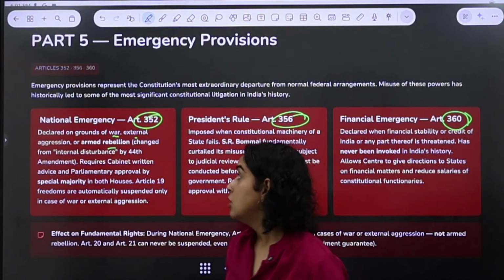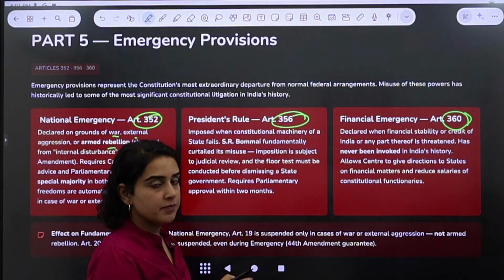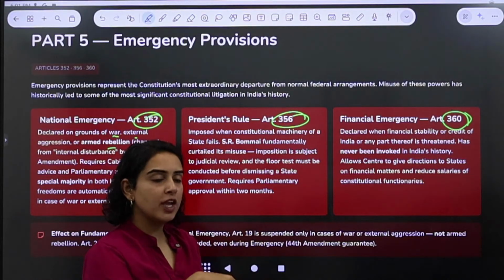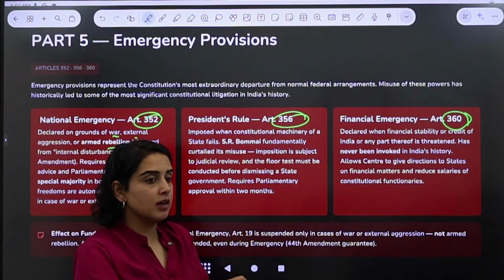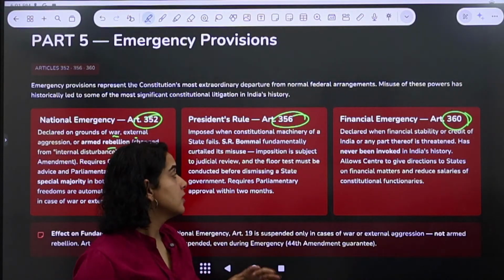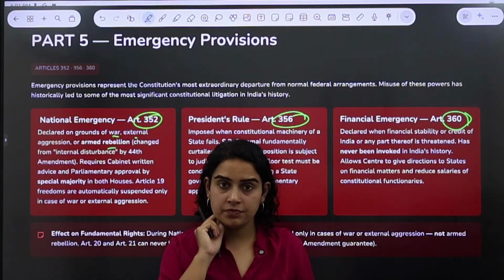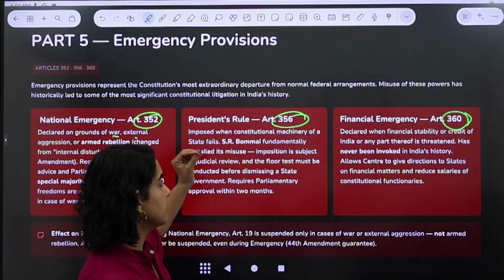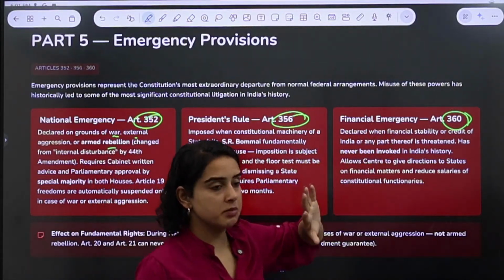All right. Now, then there is President's Rule or state emergency. If in any state there is a breakdown or failure of constitutional machinery, the government has probably lost majority, right? The government has maybe dissolved. So in that case, the president will directly start ruling that state. Okay. Now that is also something which the executive has to decide. And then we have financial emergency.